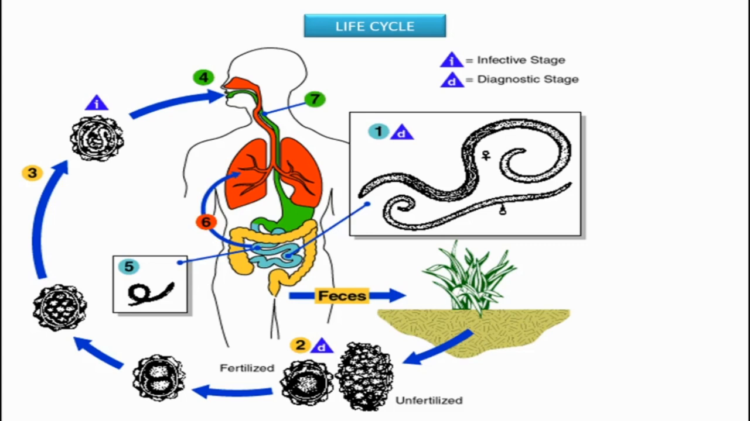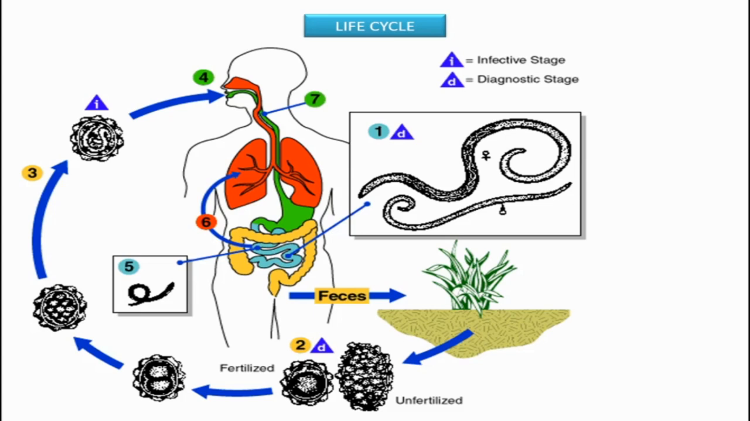And as the sperm reaches the body of the female, fertilization happens. That fertilized egg is covered by a shell made of cuticle. Clear? And in that way, a single female worm can produce up to about 2 lakh eggs per day. That much is its fecundity. Fecundity means reproductive capacity. Then after fertilization, these eggs are laid in the intestine, and the fertilized eggs are passed out through the fecal matter of the host.